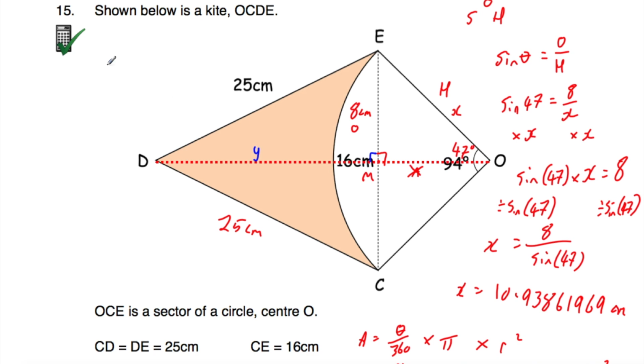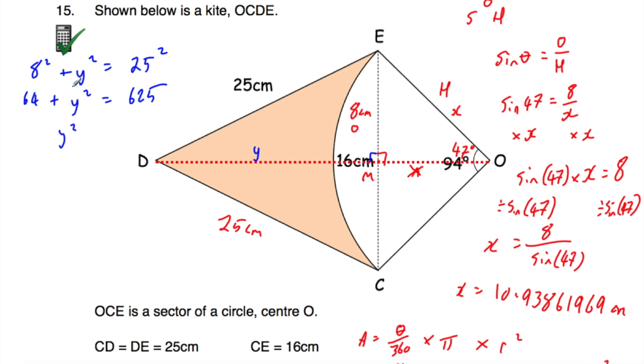Okay, so in terms of Pythagoras' theorem, a squared plus b squared equals c squared. So 8 squared plus y squared will equal 25 squared. Now let's work this out. 8 squared is 64 plus y squared is equal to 625.